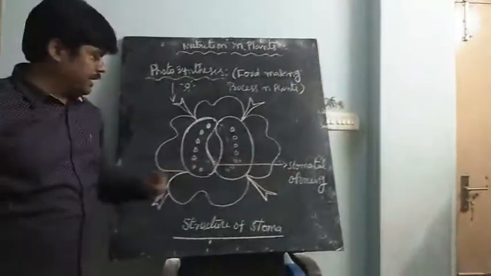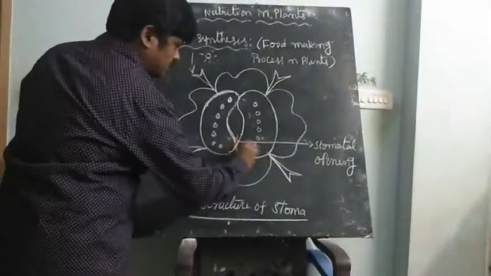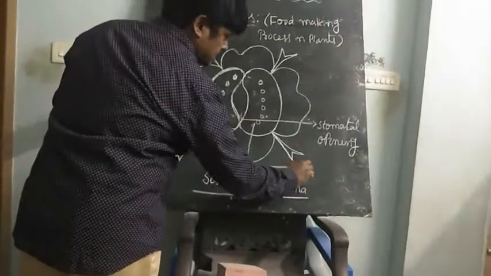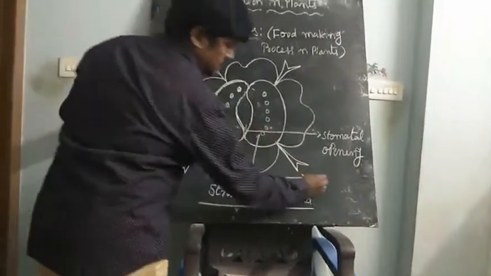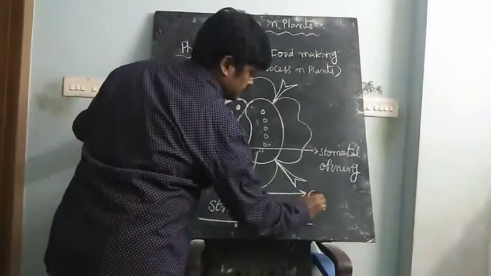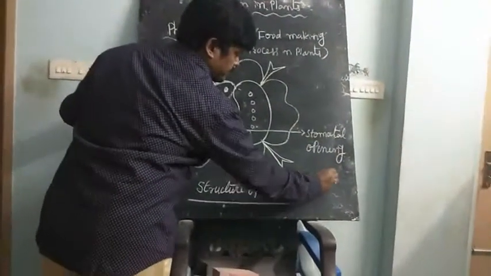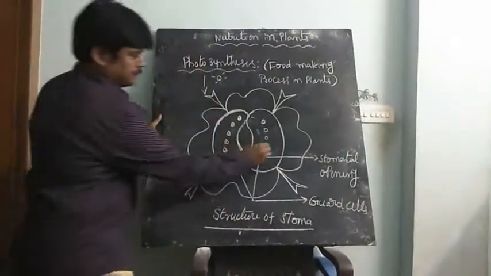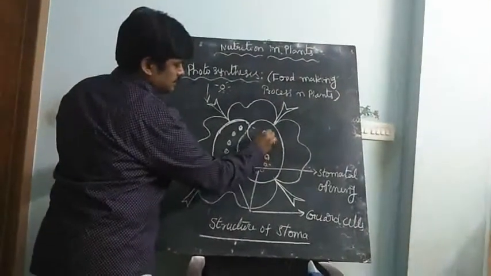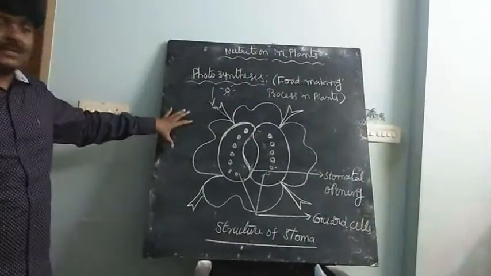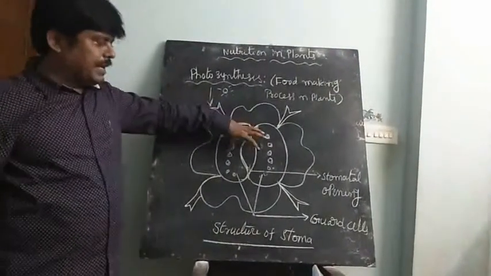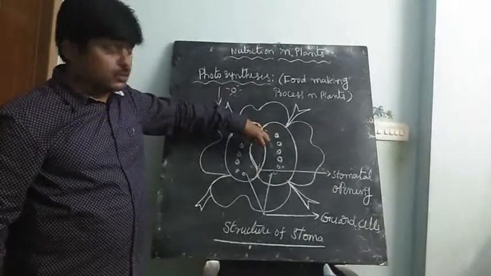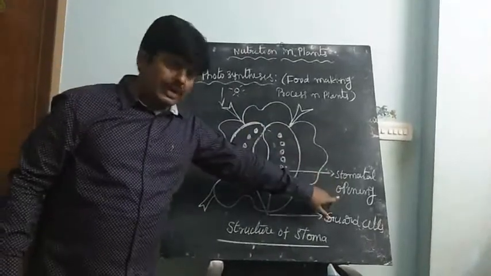This is the stomatal opening. Here two cells are present. These two cells together are called guard cells. What do we call them? Guard cells. Clear? Guard cells are present. So that is why the stomata open and close: sometimes it is open and sometimes it is closing. So the stomatal opening is there.